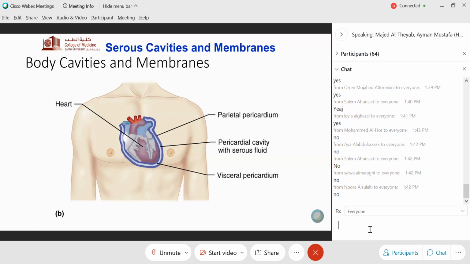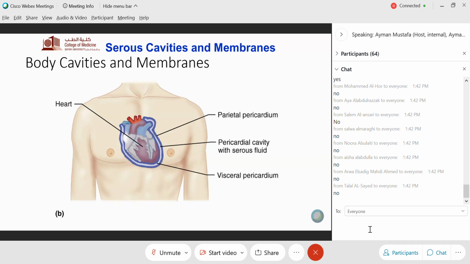So the two layers and the cavity are surrounding the heart. Don't fall into this mistake: the heart is not located inside the pericardial cavity. The pericardial cavity is surrounding the heart. Both the pericardium, visceral and parietal, and the cavity and the heart, they are all located where? In the mediastinum, the central space in the chest.